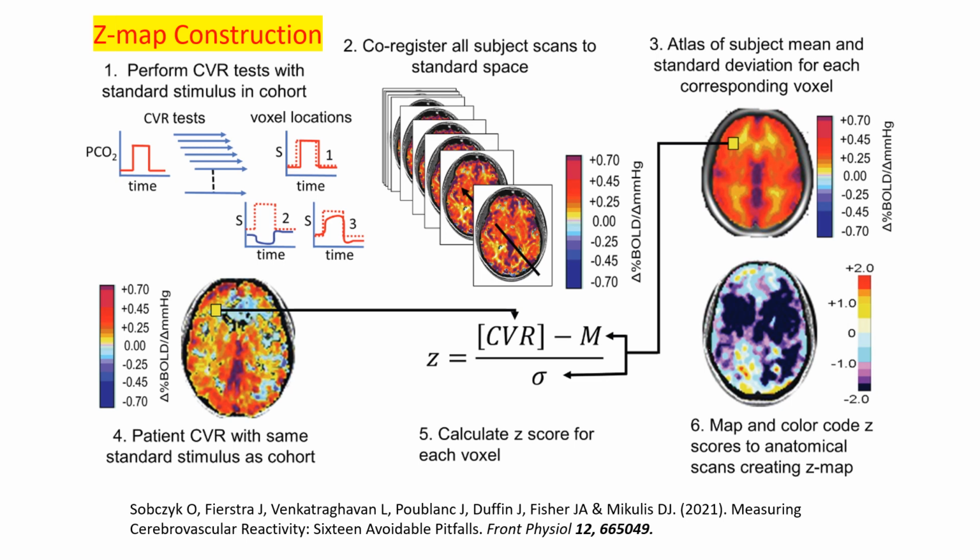Here is the procedure as illustrated. Assemble a number of CVR tests in a healthy cohort of volunteers. Co-register the CVR maps into standard space so that a mean and standard deviation of CVR can be calculated for each voxel. Then, any patient map obtained from a CVR test with the same stimulus and MR measurements can be registered into standard space and the Z-score calculated for each voxel to obtain a Z-map displaying difference from normal in standard deviations.